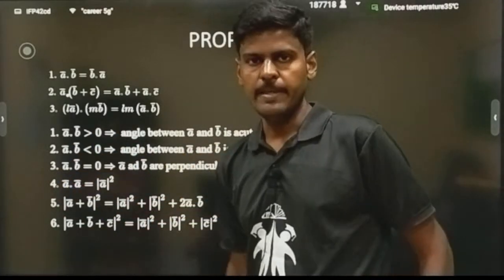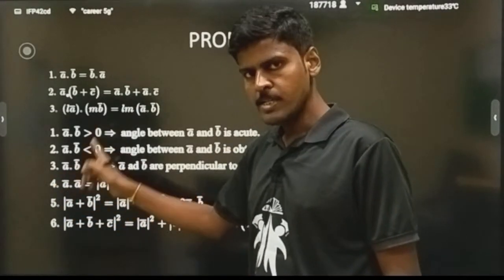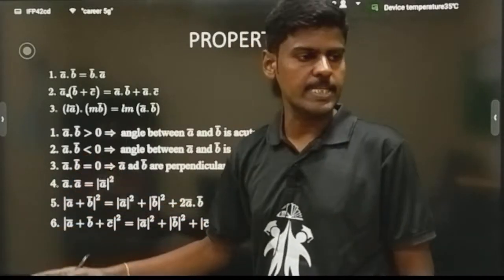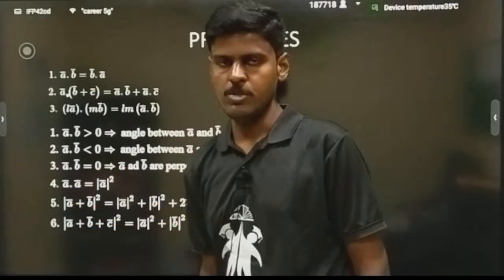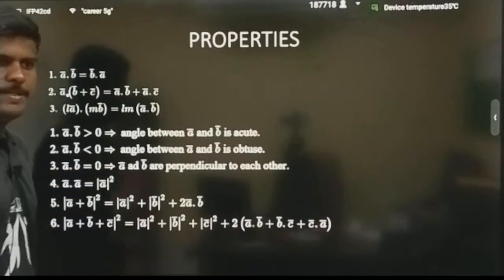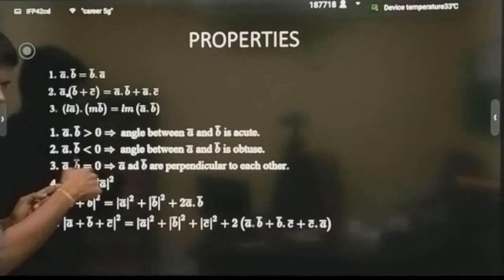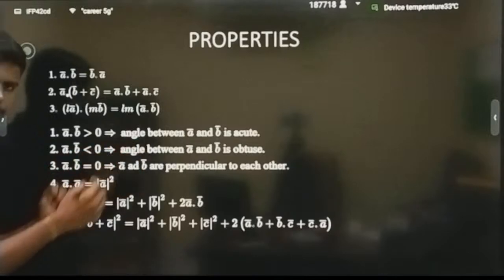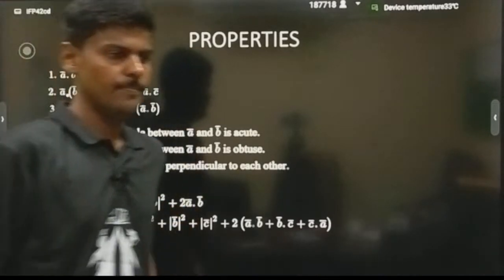Next one is A dot A. Obviously, what is the angle between this? Mod A mod A cos of the angle, which is 0, and cos 0 is 1. That means it is nothing but modulus A into modulus A, which is modulus A whole square. Similarly, A plus B whole square. We can use this property to get this answer. This is nothing but modulus A whole square is A dot A. Similarly, modulus A plus B whole square is A plus B dot A plus B, which is nothing but A square plus B square plus 2 times A dot B.